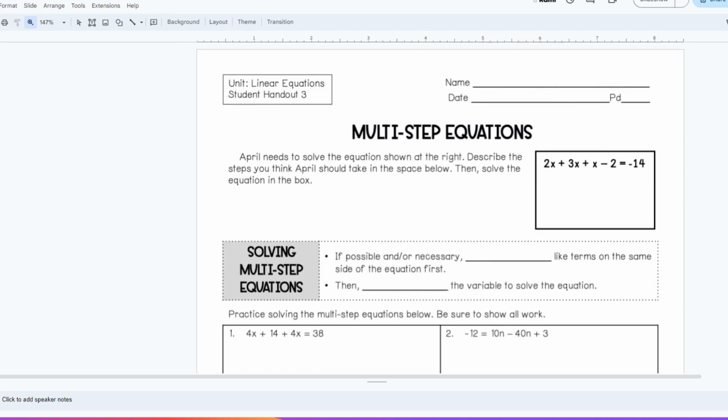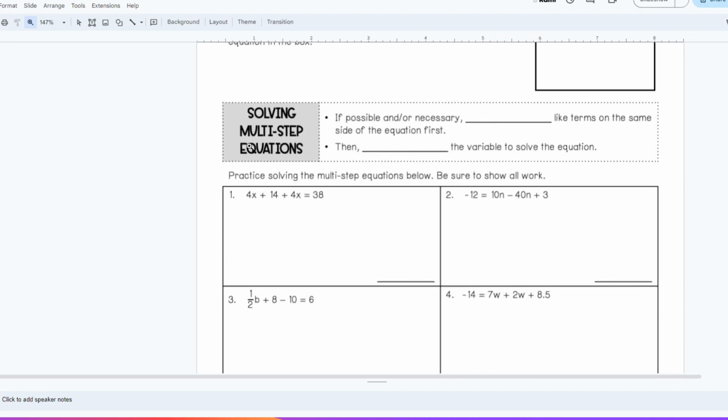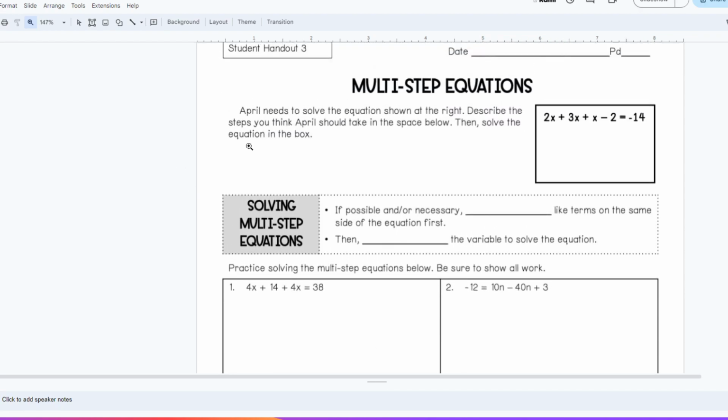Today what we're going to be doing is solving multi-step equations. So these require a bit more than 2-step, but the idea is really the same. So let's do the notes first, and then we can talk about the rest.